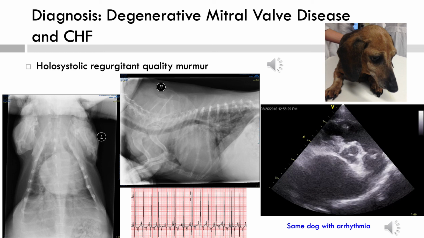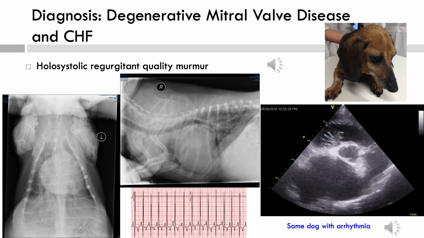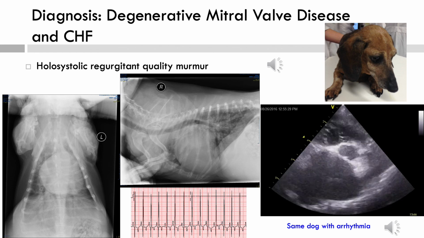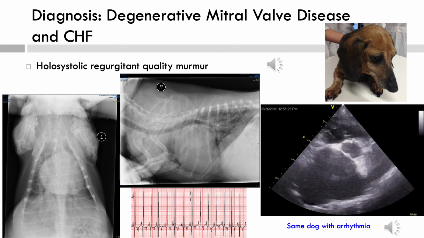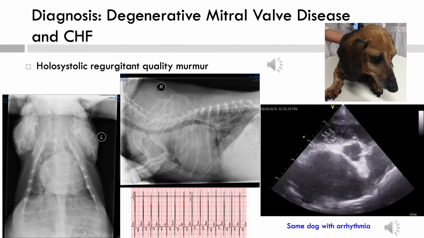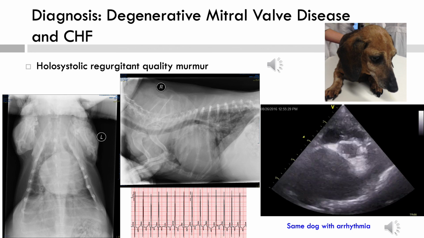We'll take a look at the echo image as well, and you can identify the aorta in the center as a circular structure, the left atrium at the bottom. There's marked left atrial enlargement, some right heart enlargement as well, and the pulmonary artery is a little bit bigger than the aorta.